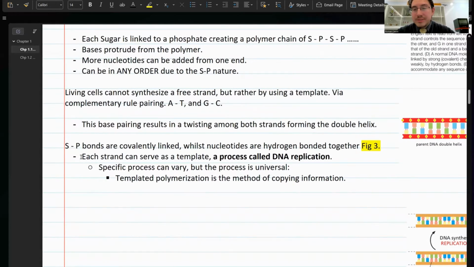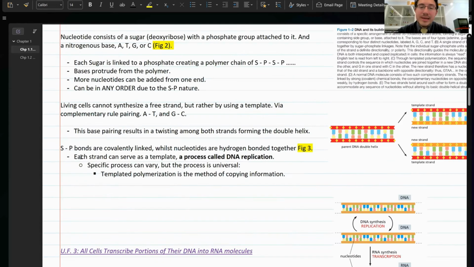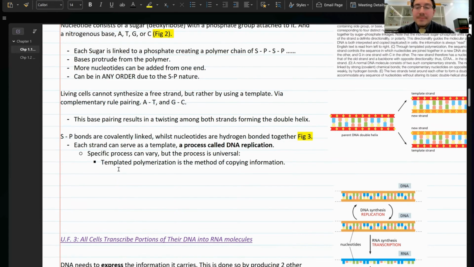So this whole process of copying and duplicating DNA is referred to as DNA replication. No matter which organism, eukaryotic cells, prokaryotic cells, bacterial cells, mammalian cells, reptilian cells, all the variety of life, the process is universal. You're using DNA as a template, as a method to copy DNA and produce more DNA.